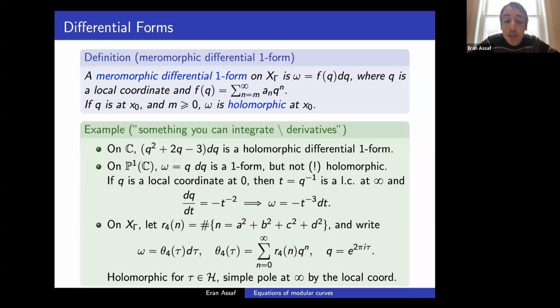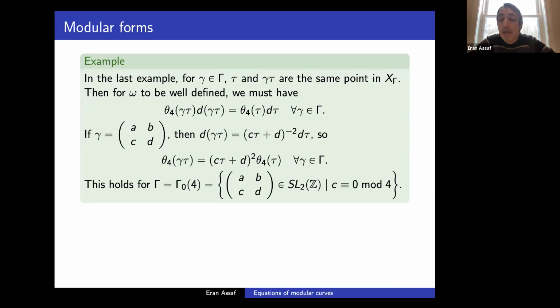Now, in order for this to make sense, I should say that omega is really defined on our modular curve. So maybe in this last example, if we have some gamma in our subgroup gamma, then two points tau and gamma tau are the same point, are identified in our moduli space. So for this differential to be well defined, we must have it invariant under gamma. So substituting tau or gamma tau should be the same.